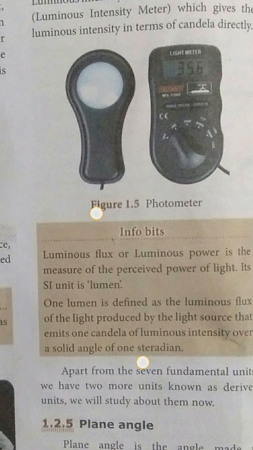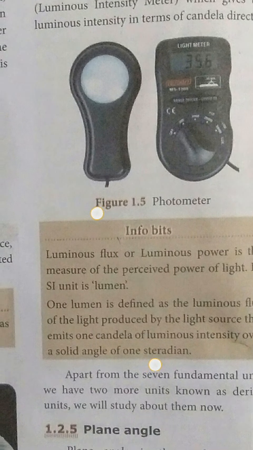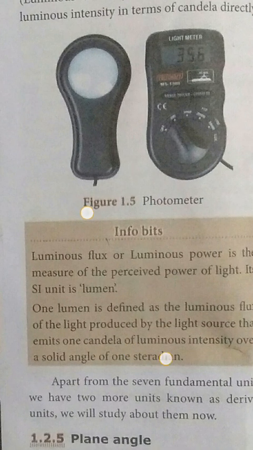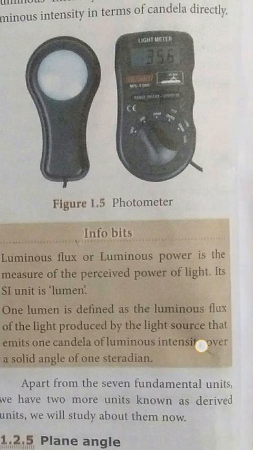Lumen. It is the SI unit for luminous flux. Okay, then define one lumen. What is one lumen? One lumen is defined as the luminous flux of the light produced by the light source that emits one candela. If the intensity of the light is one candela, then it is called one lumen.